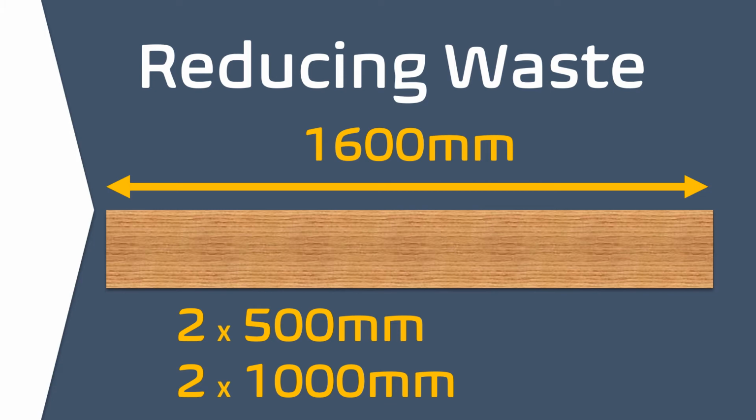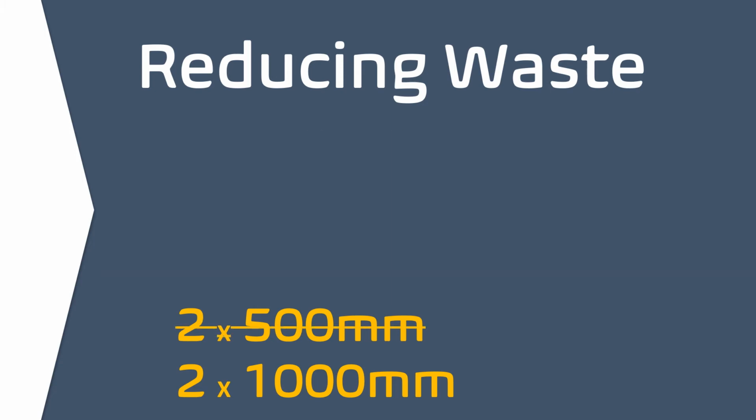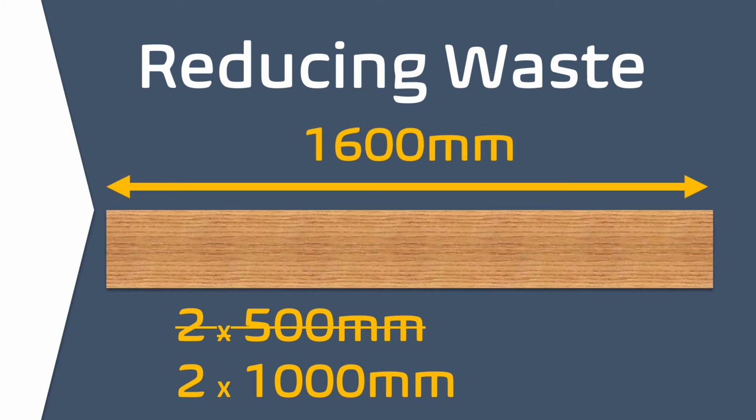We could get started and cut our 2 500mm pieces. What we're left with is a piece about 600mm long. Because our remaining pieces are bigger than this, this piece would go to waste. To cut the rest of our project, we'd need to get a new plank at 1600mm long, cut our 1 metre piece, again leaving 600mm waste. If we cut our 4 components this way, we'd use a total of 3 planks of timber and generate an awful lot of waste.